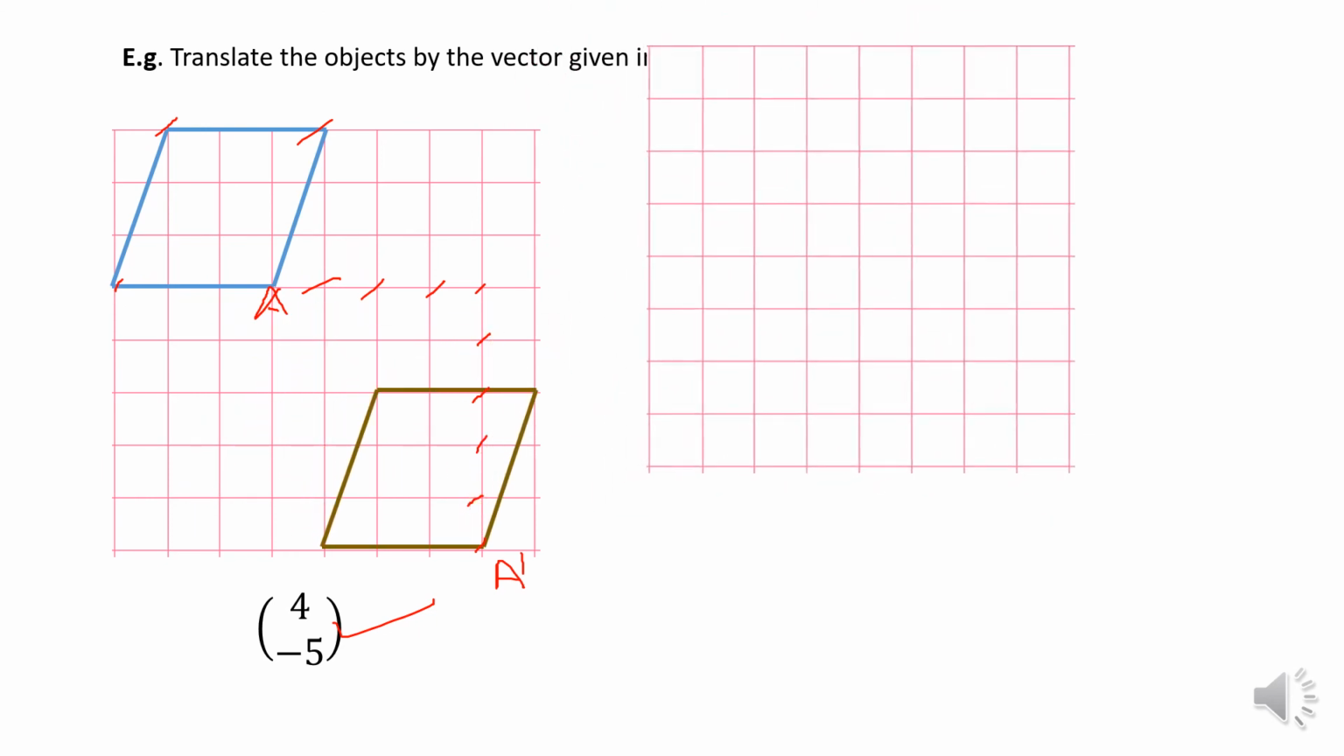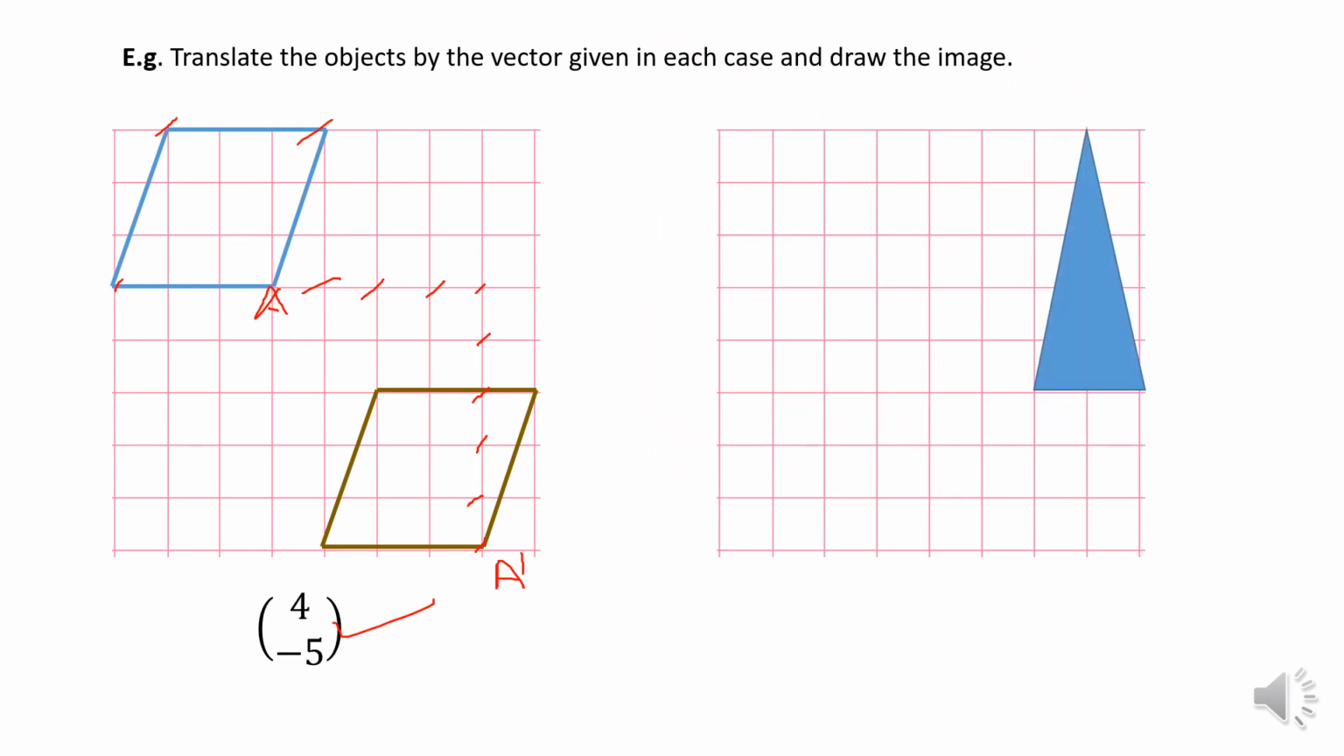Let's bring in another one. Okay, so here we have a triangle, and we are saying you are supposed to move by the vector -6, 0. So negative means you have to slide to the left. You are not going up or down because this is 0, so it's simply sliding. So again, you could easily choose a point. All right, so maybe you choose this particular point.